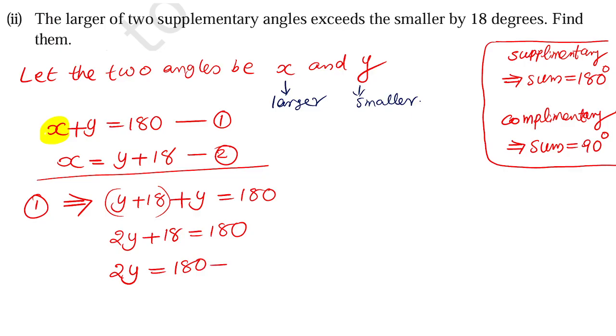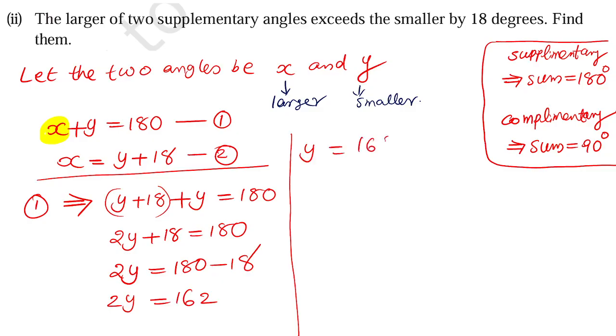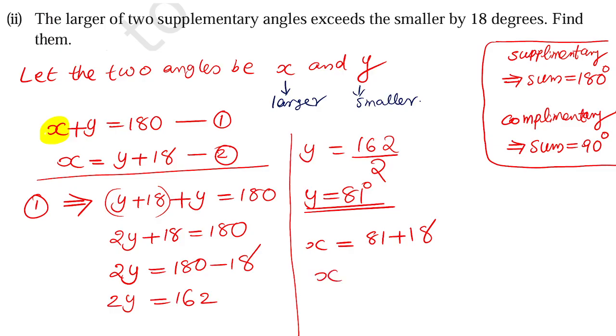2y equal to 180 minus 18. What is that? Let me do the subtraction. 180 minus 18 will be 162. 2y equal to 162, or y equal to 162 divided by 2, or y equal to 81 degrees. y equal to 81 degrees. x equal to what? x equal to y plus 18. 81 plus 18. x equal to 99 degrees.